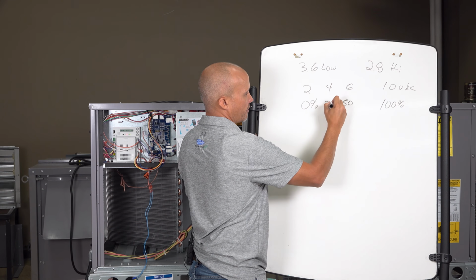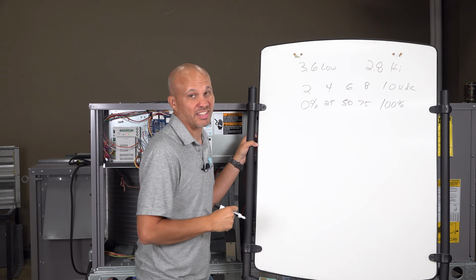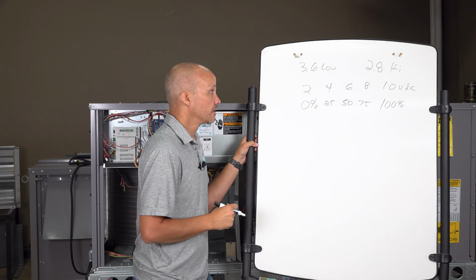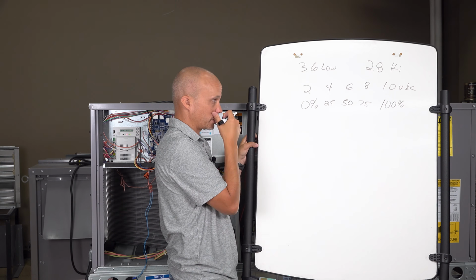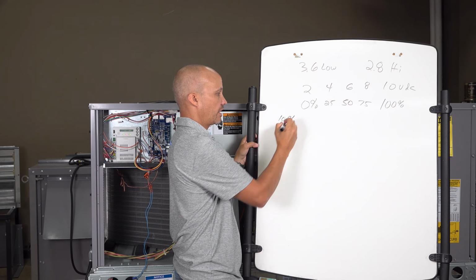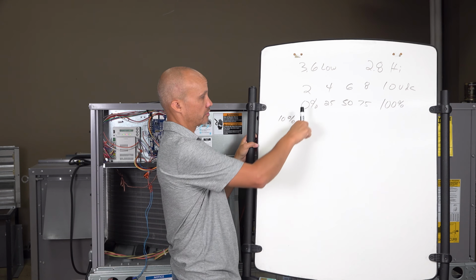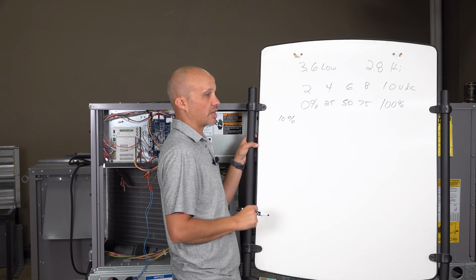4 volts would be 25%, right? 8 volts would be 75%. And all these increments in between. So that's one thing we've got to keep in mind. So let's say, for argument's sake, I want the minimum position to be 10%, right? So what voltage do I set that for? 2 volts would be closed, 4 volts would be 25%, so I know it's somewhere in between there.